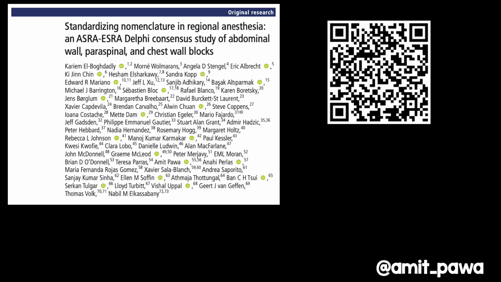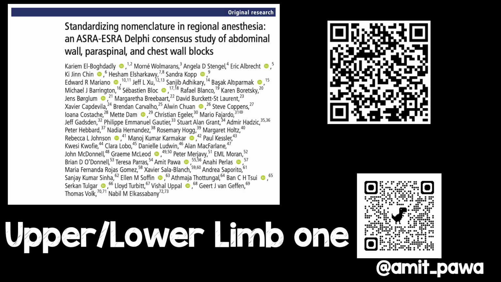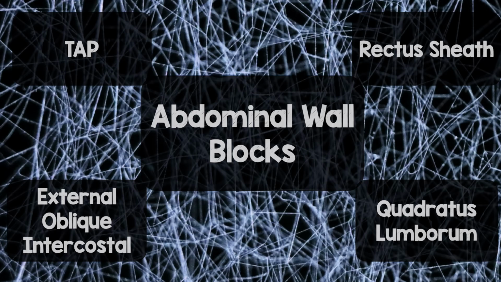The good news is that ASRA and ESRA got together and produced this Delphi consensus looking at a whole host of abdominal wall, paraspinal and chest wall blocks, and that QR code will take you there. And subsequent to this original webinar coming out, the upper and lower limb nomenclature paper has also come out, and here is a QR code to take you to that paper.